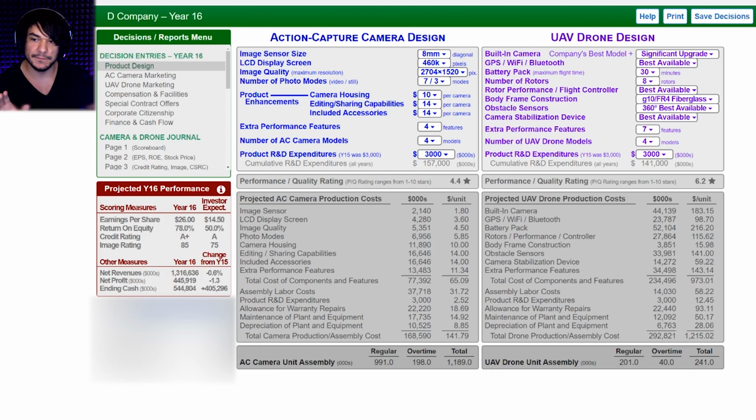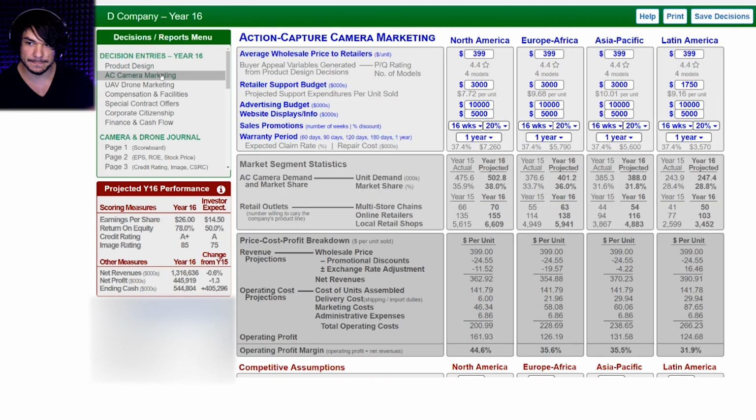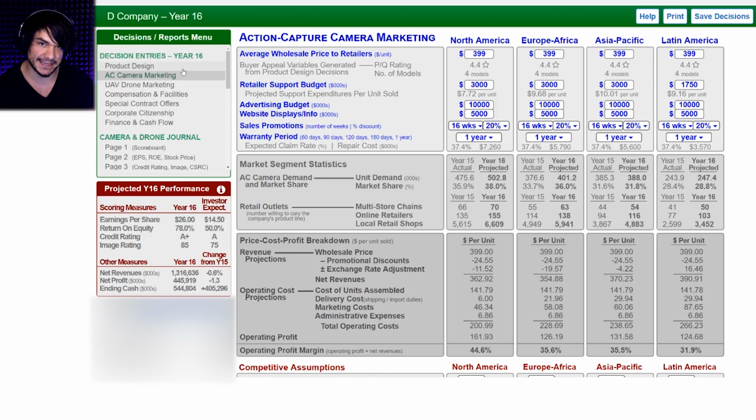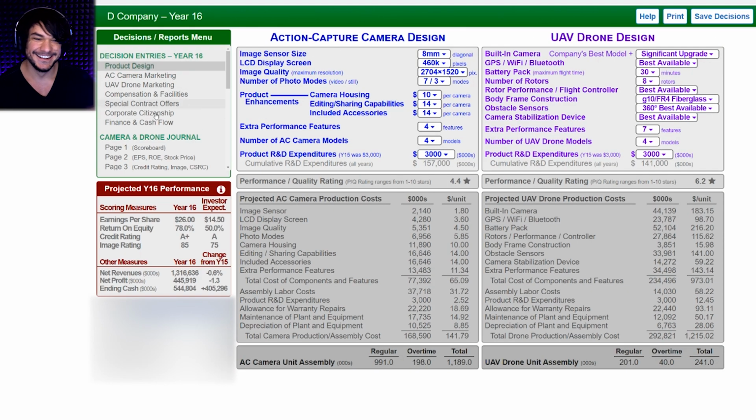Let's go. So first we'll talk about the purpose. You're a company that's selling two separate technical products: an action capture camera and a UAV drone. I'm pretty sure they go together. You attach the camera onto the drone and fly around and take pictures of bushes and trees and people in the park. So yeah, that's what you're doing.